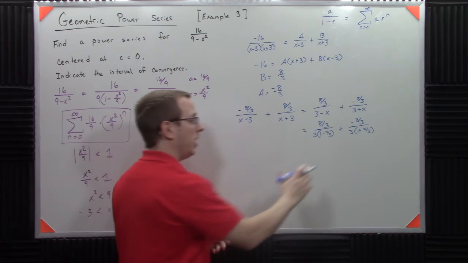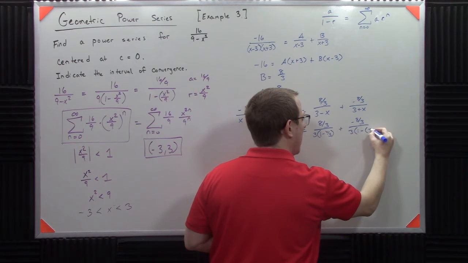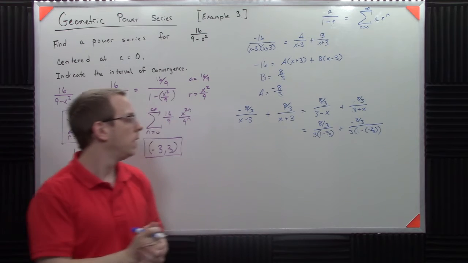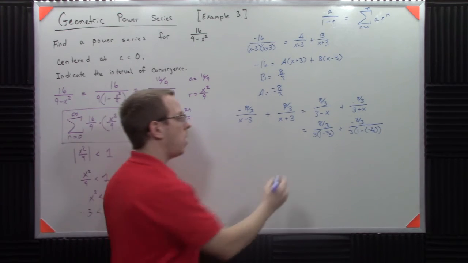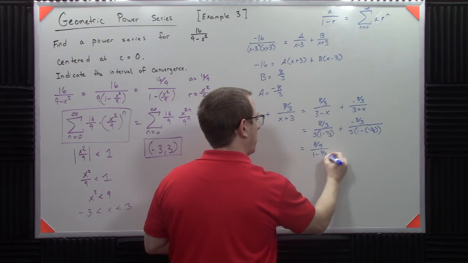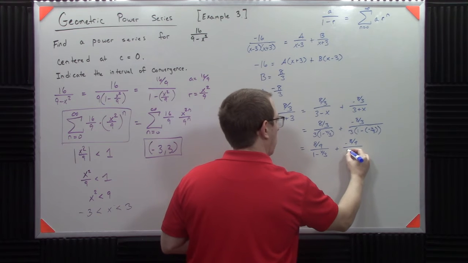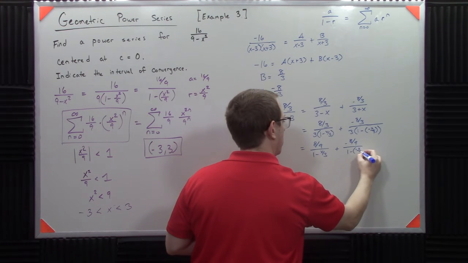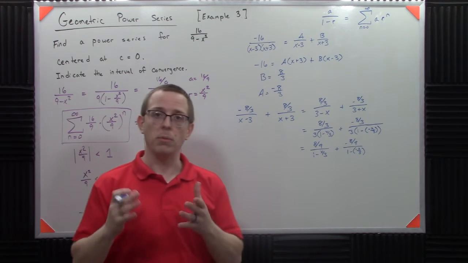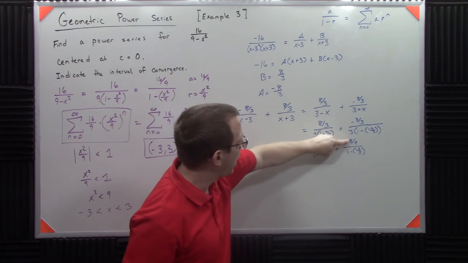So what I actually get is 1 minus negative x over 3. Then I can pull that to the top. I get 8/9 times (1 minus x over 3), plus negative 8/9 times (1 minus negative x over 3). So now I have these in the form I'm looking for. I have it in the form A over (1 minus r), A over (1 minus r).